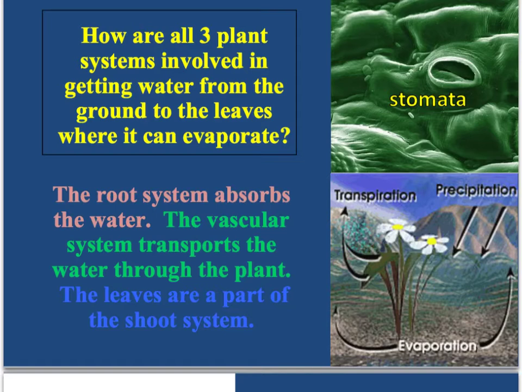How are all 3 plant systems involved in getting water from the ground to the leaves where it can evaporate? So in the ground are the roots where they absorb the water. Then the water will travel through the vascular system. In which part of the vascular system? Water travels through the xylem. And then it goes into the leaves where they are a part of the shoot system, which it'll leave through the stomata.